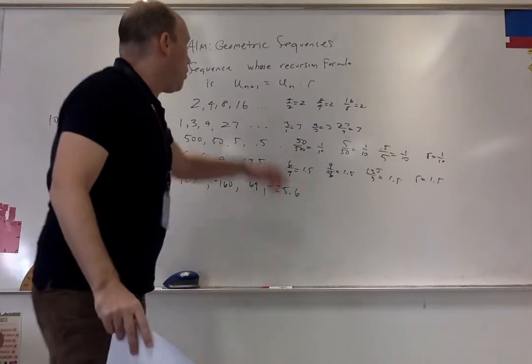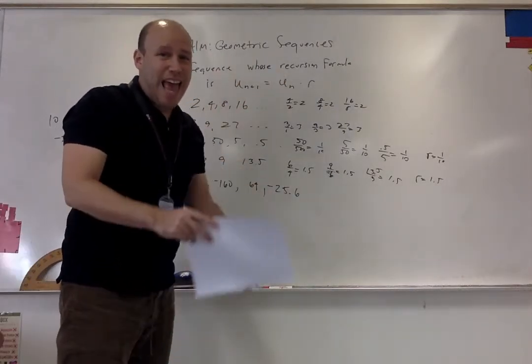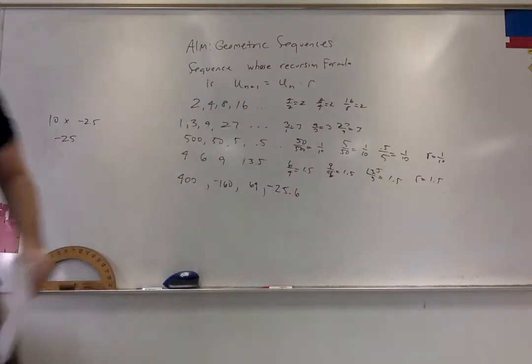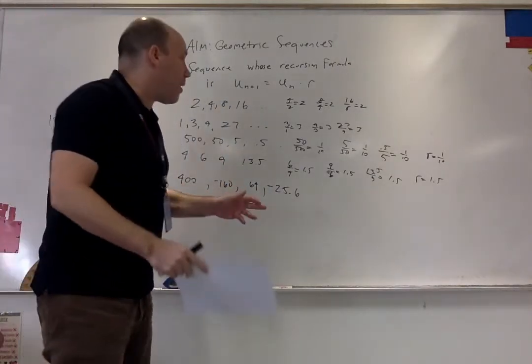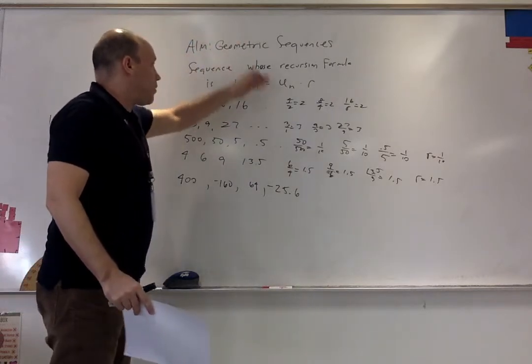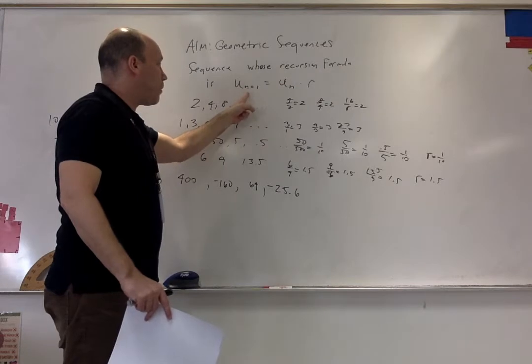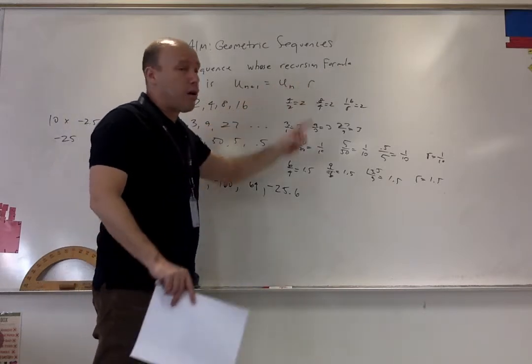Okay, we're gonna do geometric sequences, and I feel like I've taught this lesson over and over again. It's the same thing, but anyway, a geometric sequence is a sequence whose recursion formula is u of n plus 1 equals u of n times r.